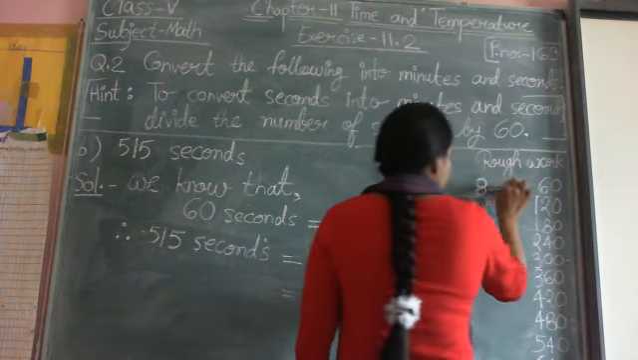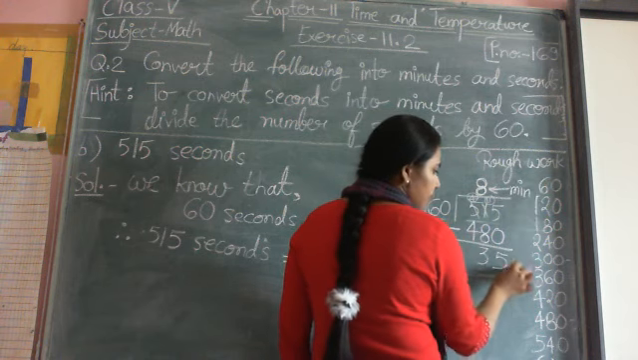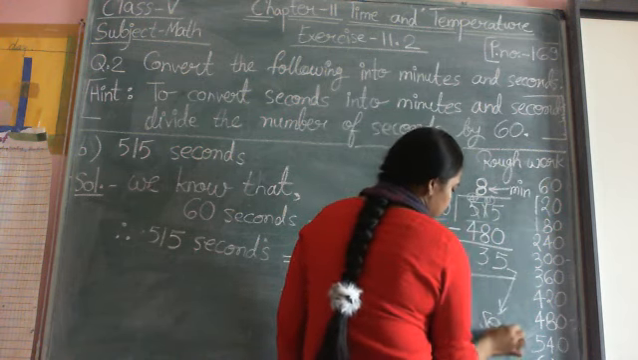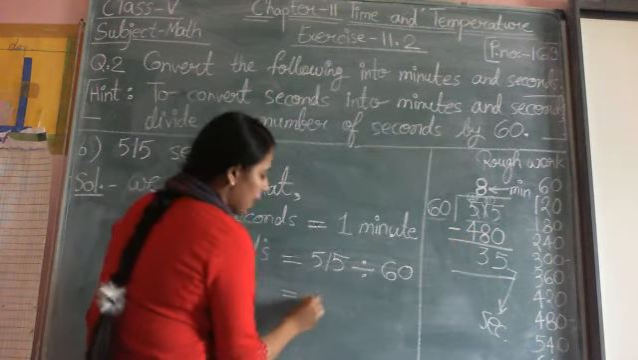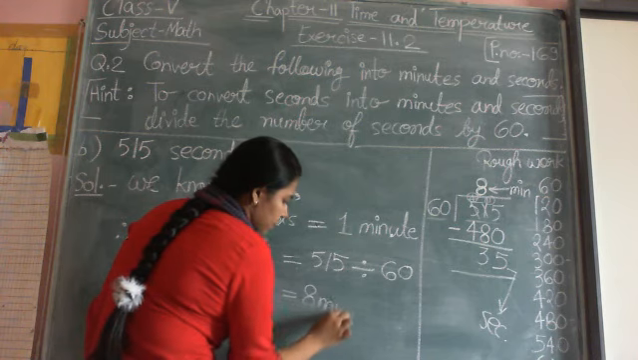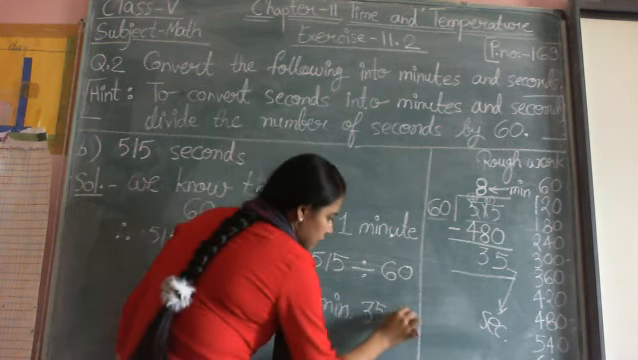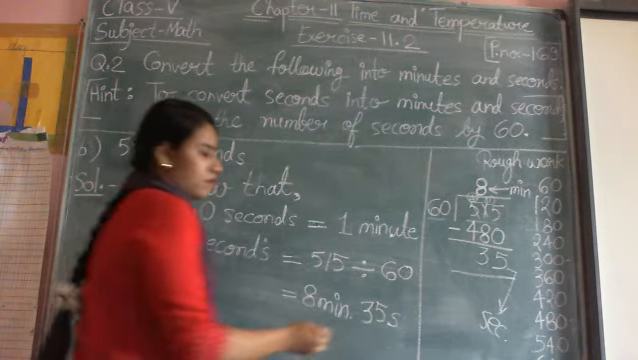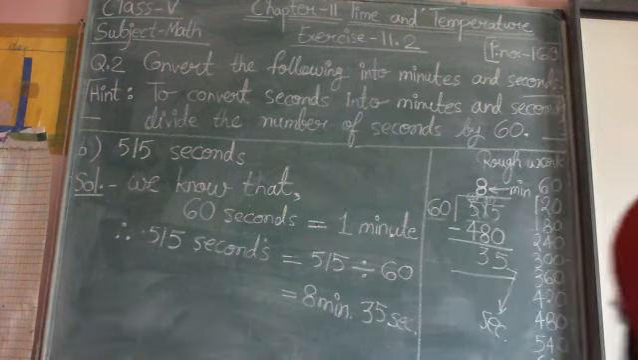Okay. So the number in the quotient will be your minute and the number in the remainder will be your seconds. So when we divide 515 by 60, we get 8 minutes 35 seconds as our result. Note it down or take the screenshot.